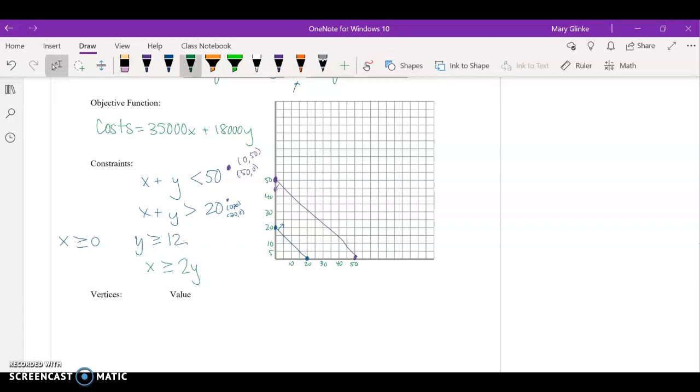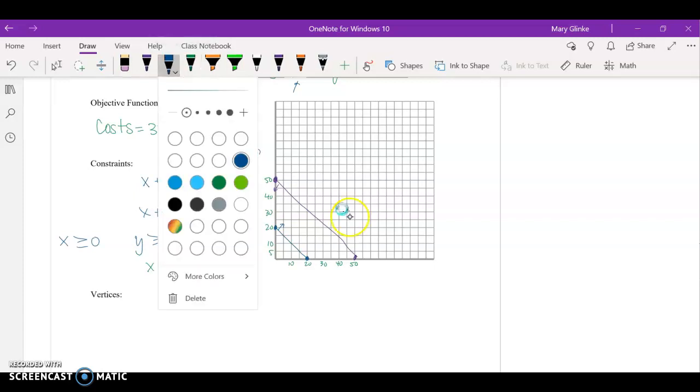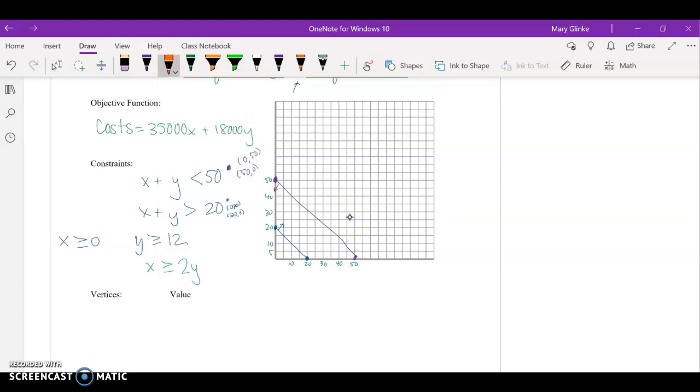Let's go ahead and look at this next one. y is greater than or equal to 12. That's going to be a horizontal line across at 12 on my y values, and we're going to look for everything above that to be shaded. x is greater than or equal to 0 is going to be the vertical line through 0 and everything to the right.